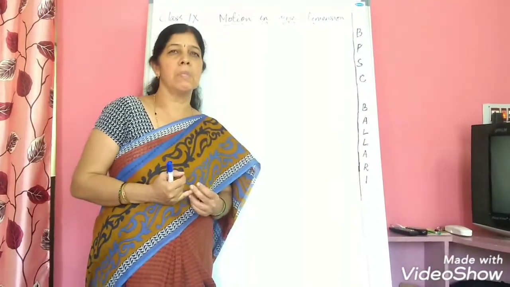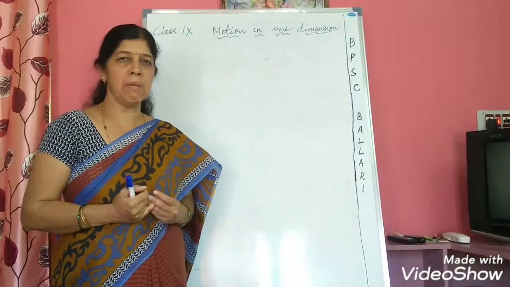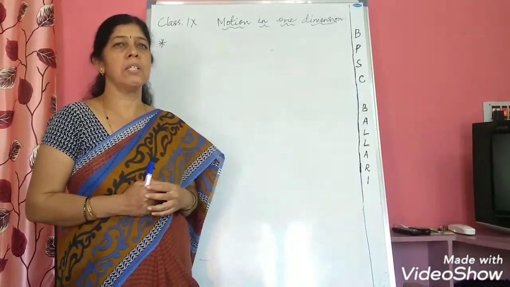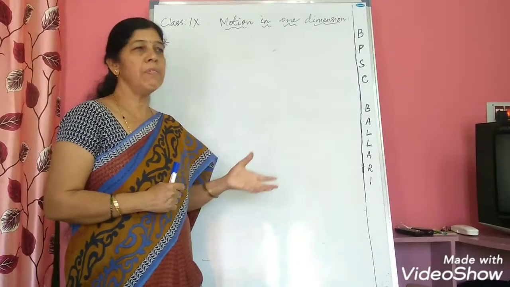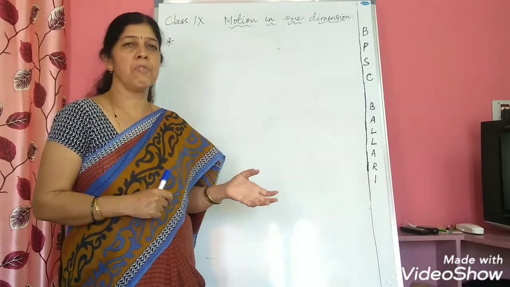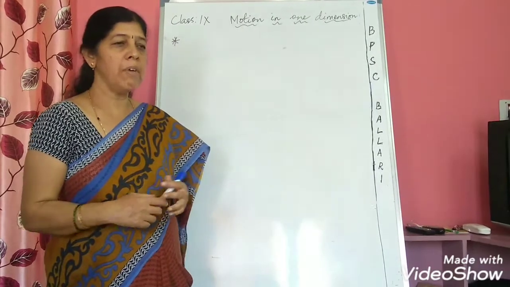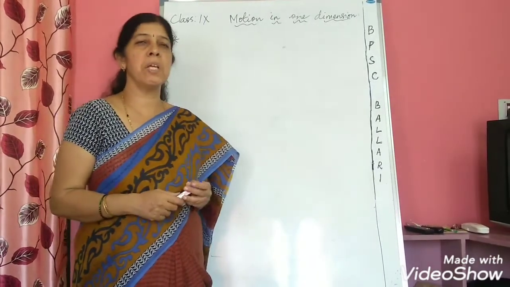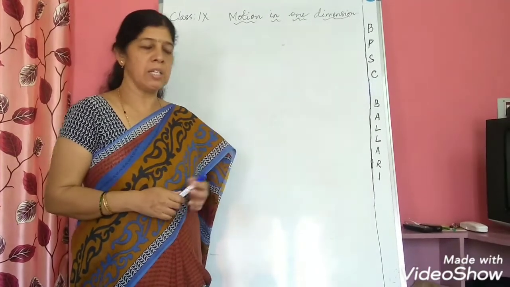As I have told you, speed is defined as the distance traveled by a body in unit time, and we have also learned that speed is a scalar quantity. Now, we have even learned about the types of speed. Which are the types of speed? We have uniform speed and non-uniform speed. And I also told you about instantaneous speed, where the speed will be changing at every instant.